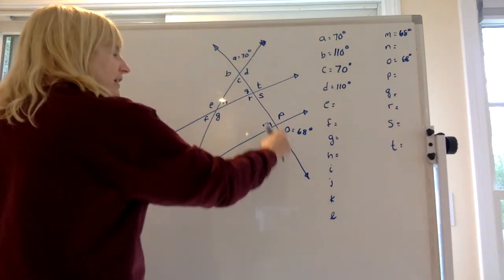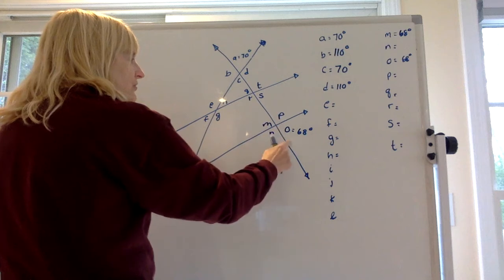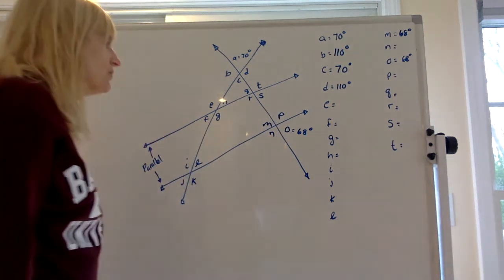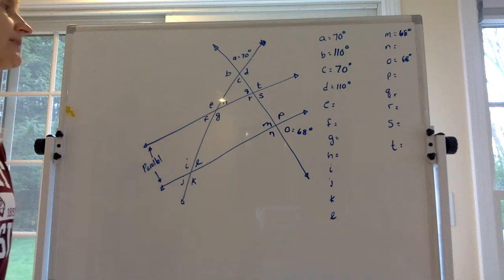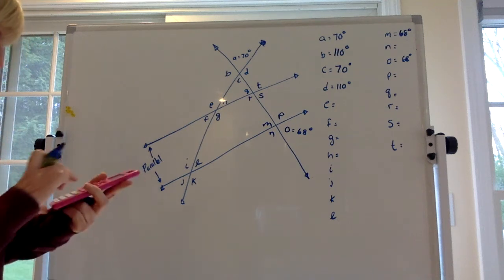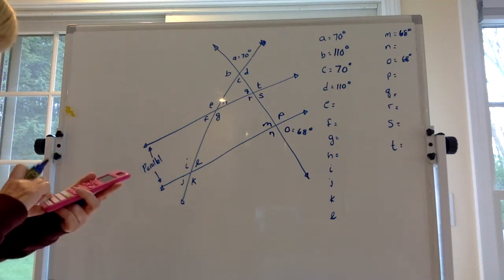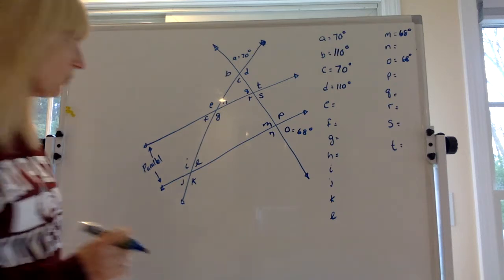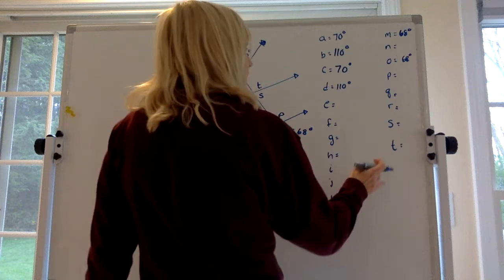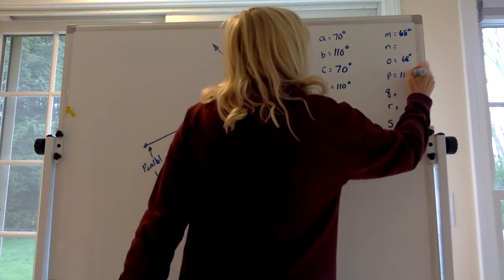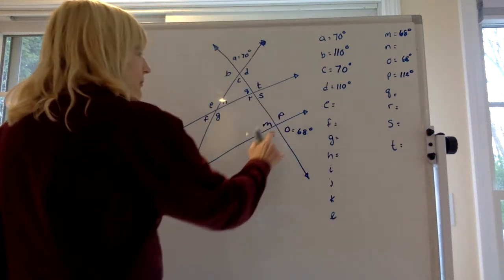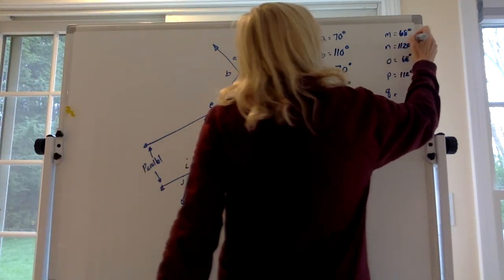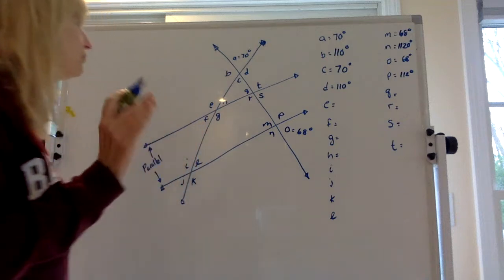We can come down and do the same thing here. 68 plus P's got to be equal to 180. So what's 180 minus 68? Sometimes I draw a blank, you guys, so I'm going to do it on my calculator. It's 112. So that means P is 112. And the opposite angle for P is N, so that's also 112. All right, so we have those 2 groups done.